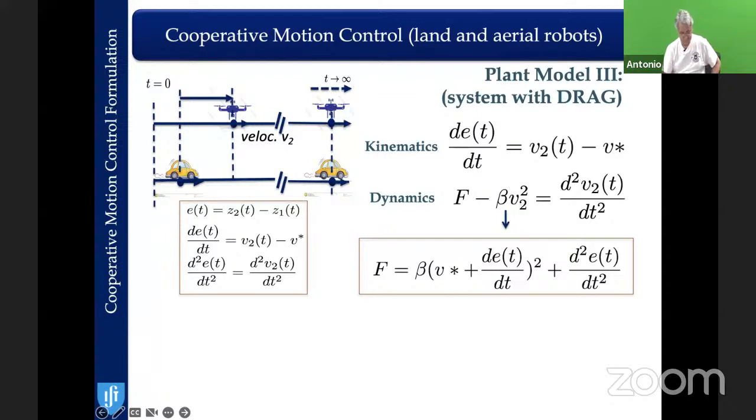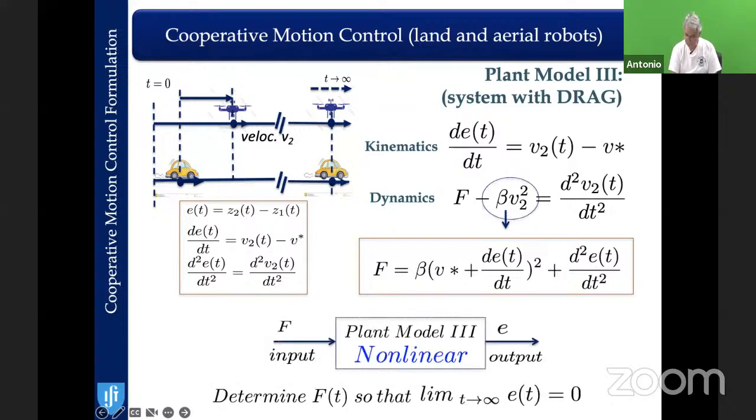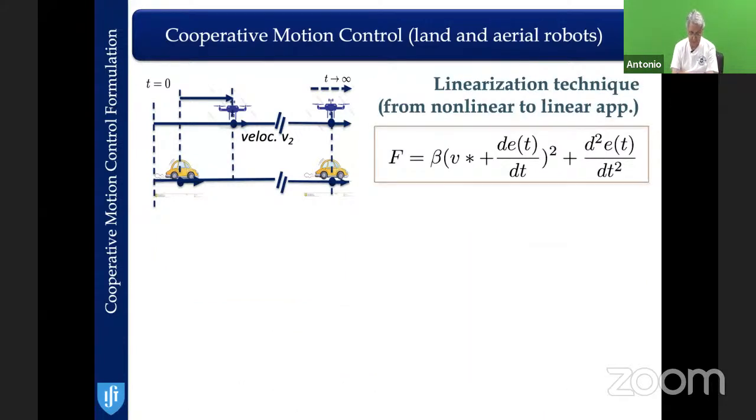Okay. So what happens now? This force is equal to beta, and V2 is going to be a value around V star. So V2 is V star plus the derivative of e. Okay, because the derivative of e is dV2/dt, and then you have this other term over there. So again, determine F such that in the limit the error goes down to 0.